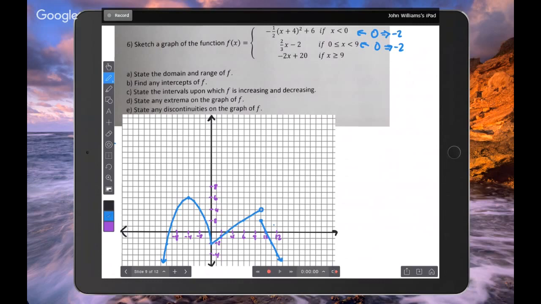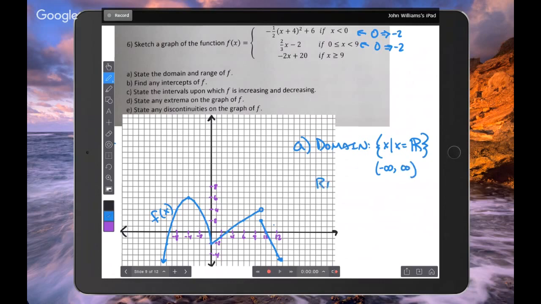Cool. And there's f of x. The domain and range, part A. The domain goes off to the right. So domain: x such that x equals all the real numbers, or from negative infinity to infinity.